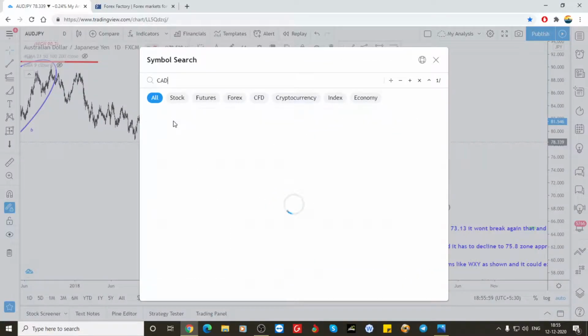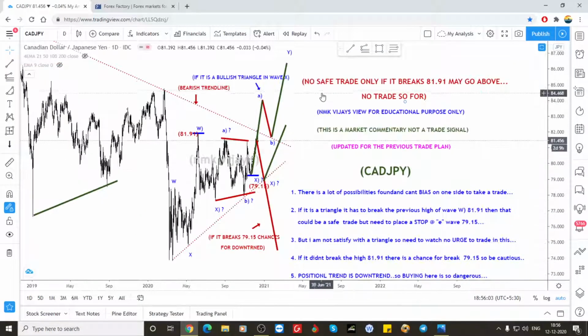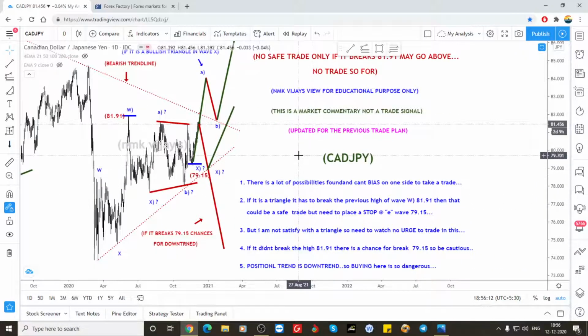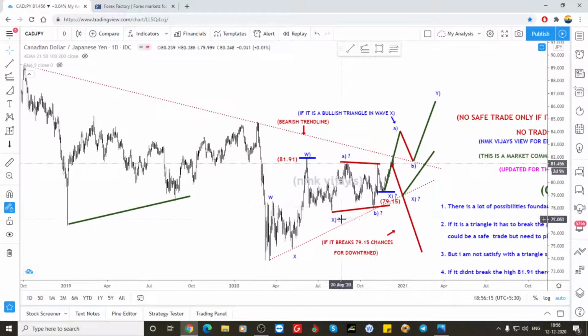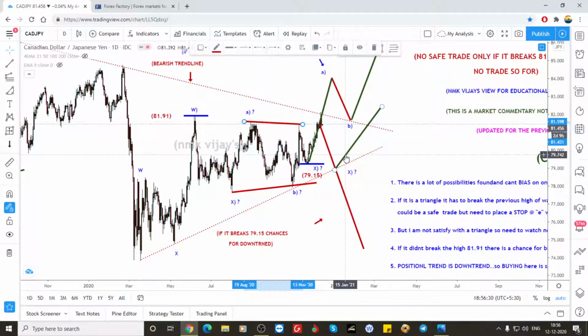So we will move on to CAD JPY. As I said, on the CAD JPY there is no safe trade, and I have already updated that in my Telegram channel as well as in TradingView also. There is no safe trade because there are a lot of opportunities. If I explain, you may get confused, and I said I'm not so satisfied with this triangle, even though if it breaks this 81.91, that may be a bullish scenario, but I will explain here what the possibilities are.